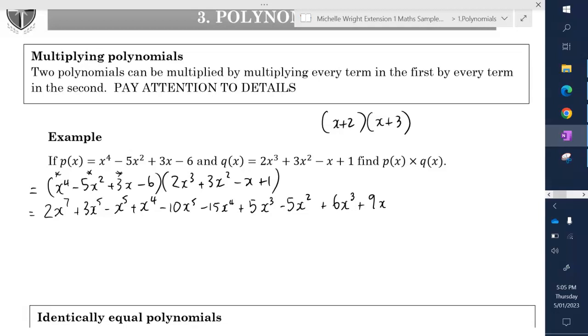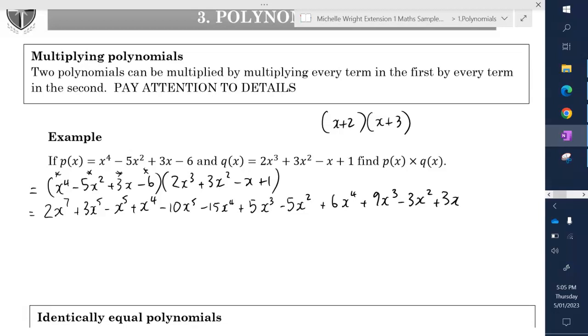Oops, sorry, I've made a little mistake there. I'm going to do that again. 3x times each of these is going to give me 6x to the 4th, which is my mistake that I just fixed up there, plus 9x cubed minus 3x squared plus 3x. Lucky last, minus 6 times all of those.